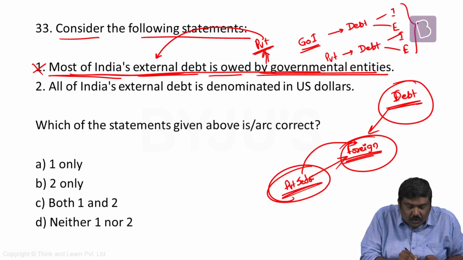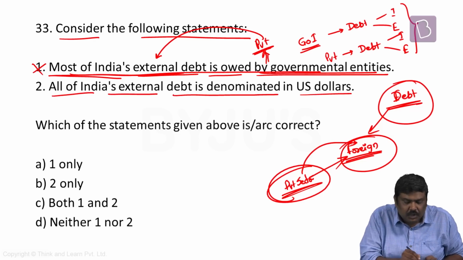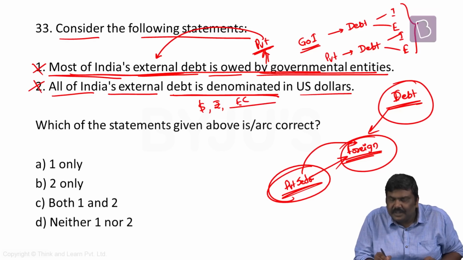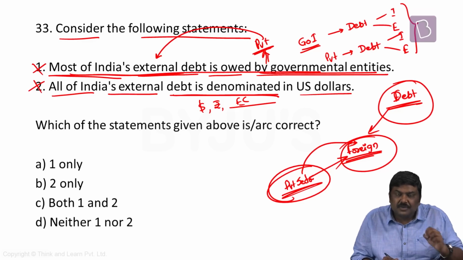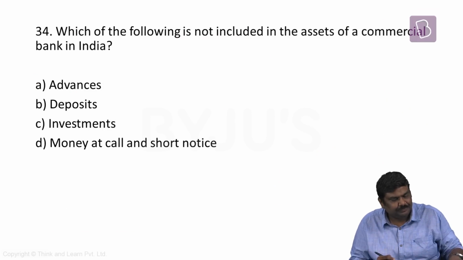Second statement, all of India's external debt is denominated in US dollars. No, the debt is not only denominated in dollars. It could be rupee denominated debt. It could be any other foreign currency denominated debt. So even the second statement is wrong. Based on this, the right option will be option D, neither one nor two.